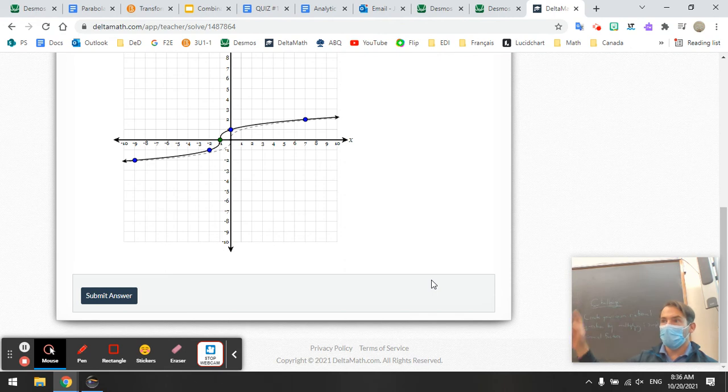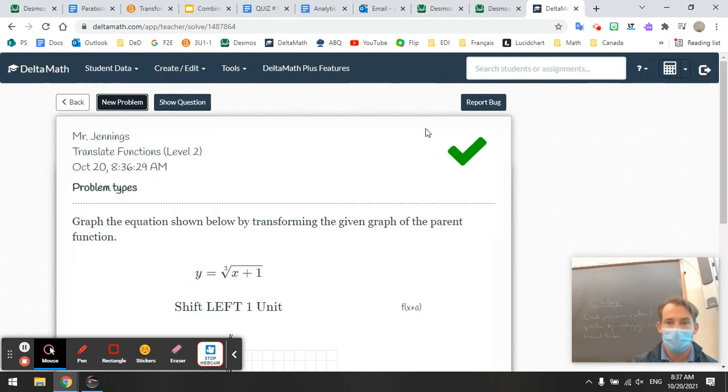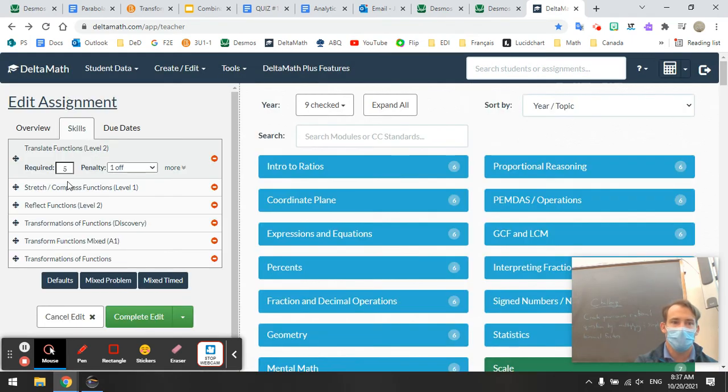A, K, B, D, and C all do the same thing to your functions. They all translate them in the same way. It doesn't matter what shape that function is. So I say submit answer. Yes, I want to submit that answer. Hooray! Okay, so that's translation of functions.